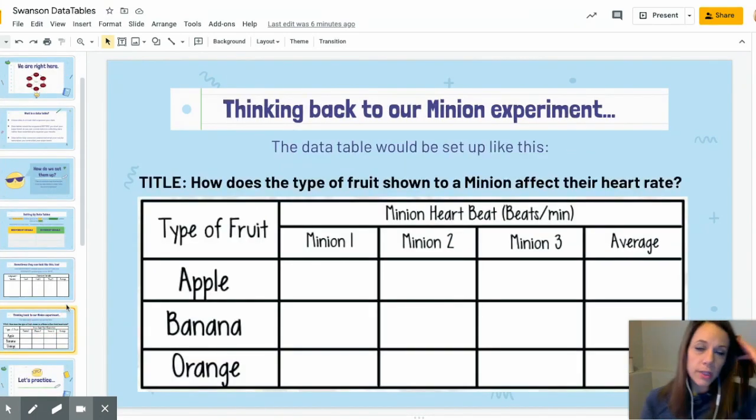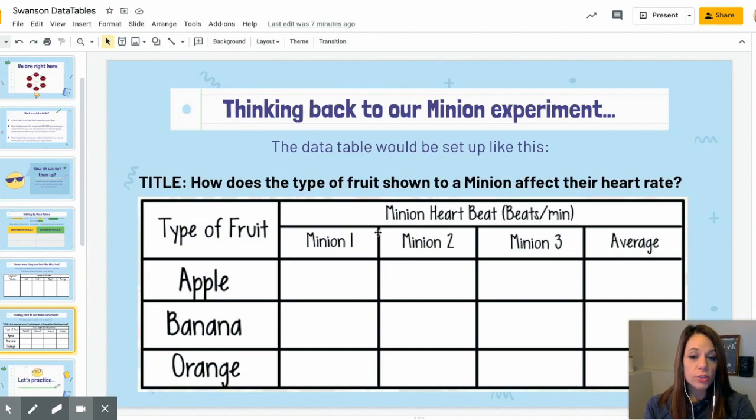So thinking back to our minion experiment, again, if you haven't watched that minion lesson, you're kind of out of the loop a little bit. But when we were looking at that minion experiment, we were testing, does the type of fruit that we show a minion affect their heart rate? And again, we were looking at excitement, and we were measuring that by their heart rate. So if I was going to set up a data table for that experiment, I would have my independent variable right here, which was the type of fruit. We've got apple, banana, and orange. What I'm measuring, my dependent, was the heartbeat or heart rate, which is beats per minute.